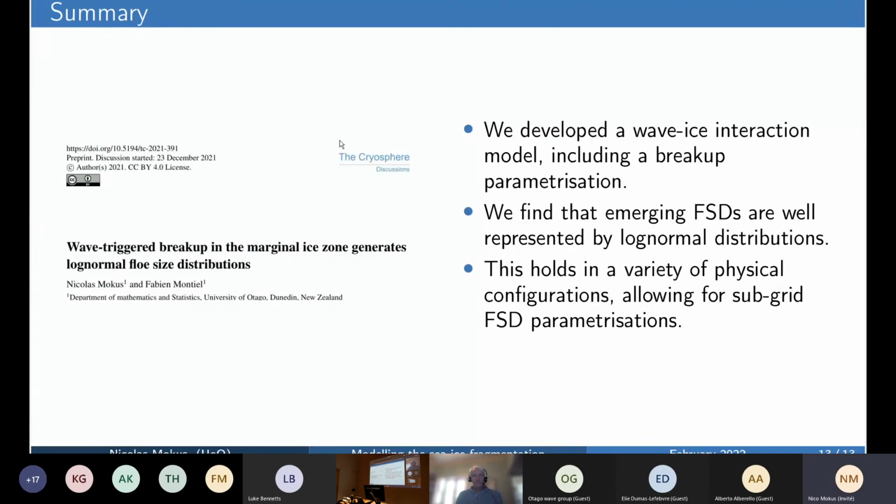You can find more details in our paper currently under review in The Cryosphere. We are currently working on alternative parameterizations of the sea state to evaluate the robustness of the lognormal model. I'll leave you a summary to read, and I'll take your questions.